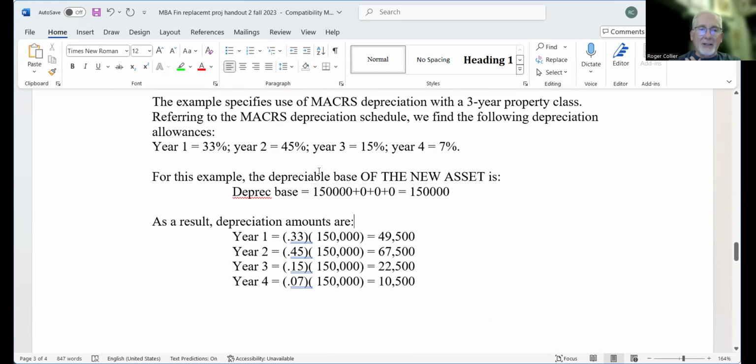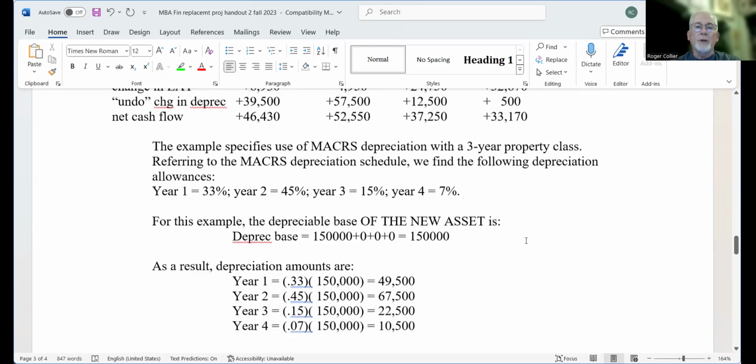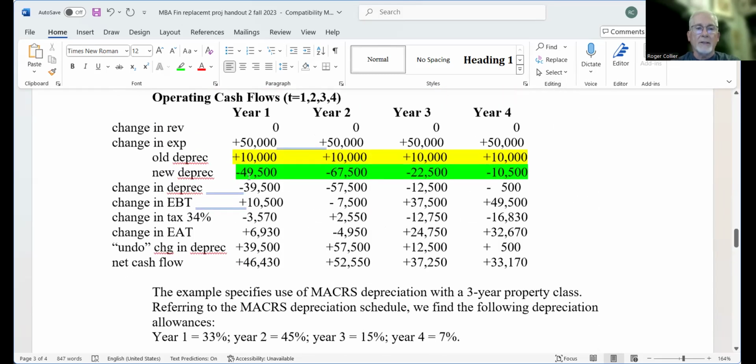So we apply each of these percentages to the depreciable base. 33% of 150,000 is 49.5. 45% of 150,000 is 67.5, and so on and so on. And there are our depreciated amounts. Add those 4 up, by the way, and you get 150,000. So we put those 4 numbers in here as the new depreciation, and we subtract them.